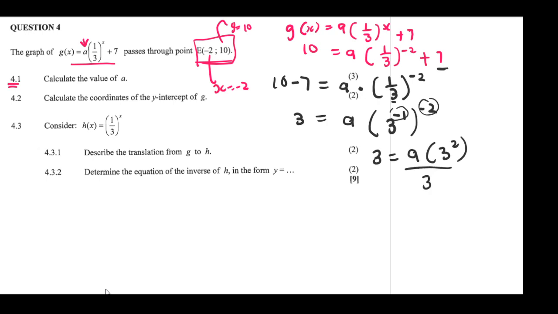We're going to divide both sides by 3 to the power of 2. Our a value is equal to 3 over 3 to the power of 2, which is equal to 1 over 3. So that is our a value for this question.